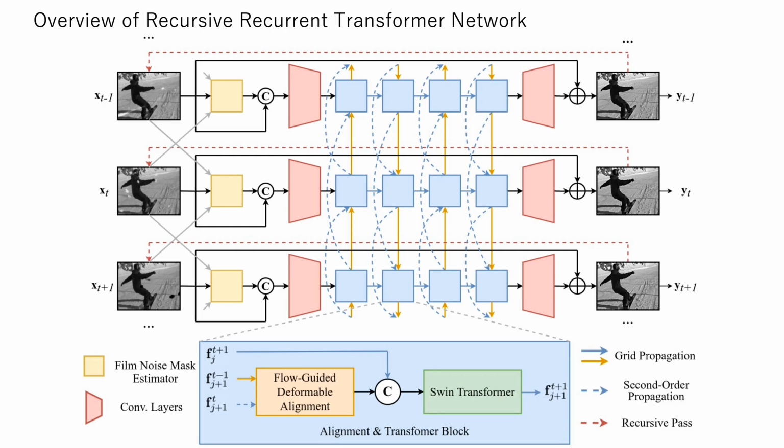Now, let's dive into our proposed method. Here's an overview of our network. There are 3 important parts of our network, and I'm going to go through each of them in the following slides.